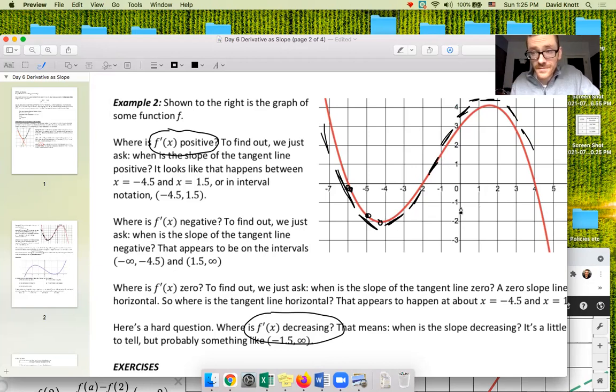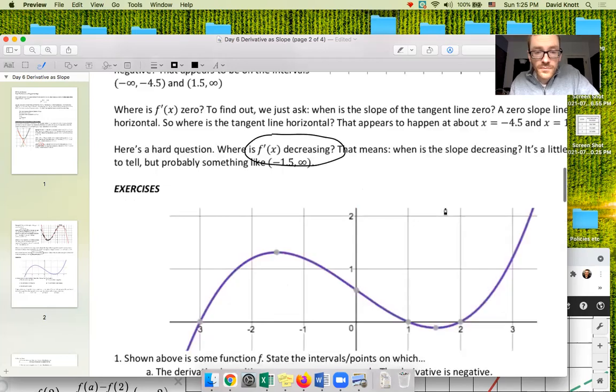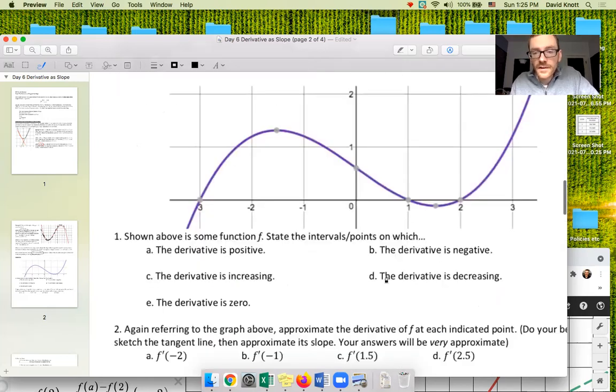That's a hard question. And there are some problems like this, even in number 1: where is the derivative decreasing, where is the derivative increasing? That's hard to wrap your head around, because you really have to separate where the function is decreasing versus where the derivative is decreasing. It's very hard to disentangle those when you first start doing this, but you'll get good at it.